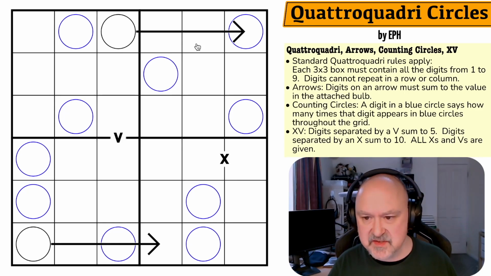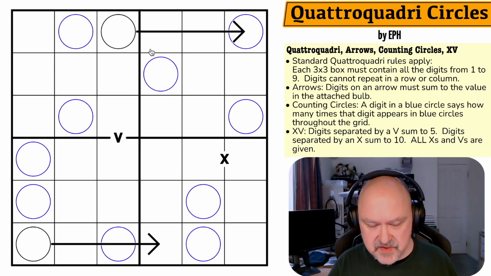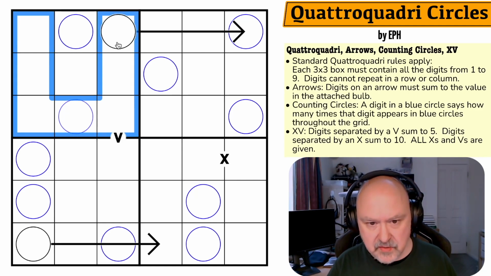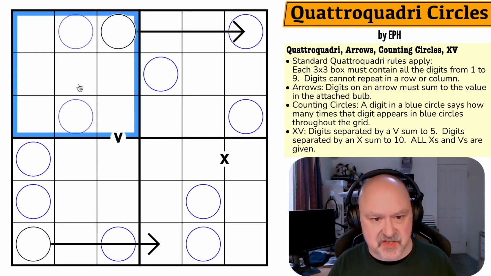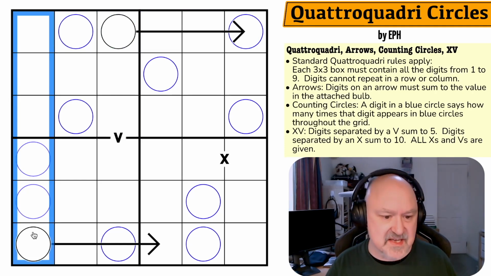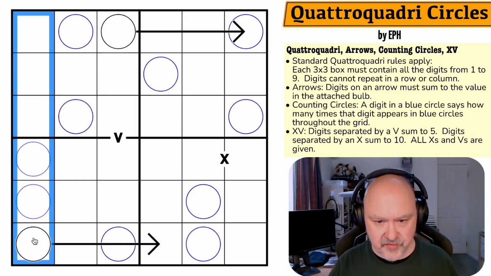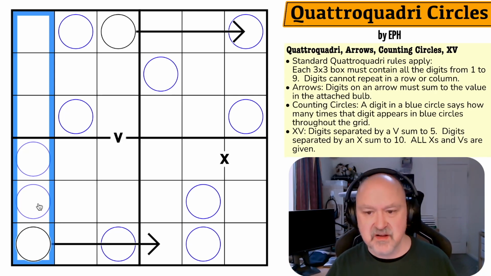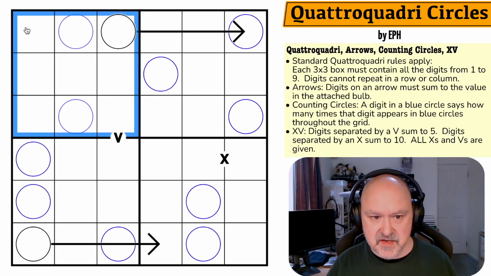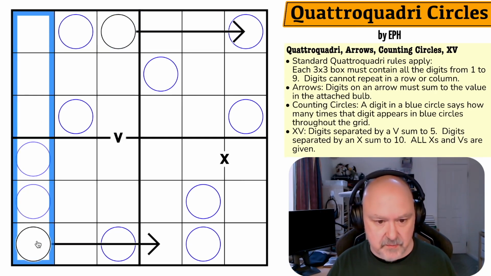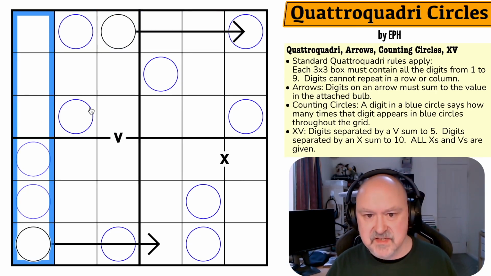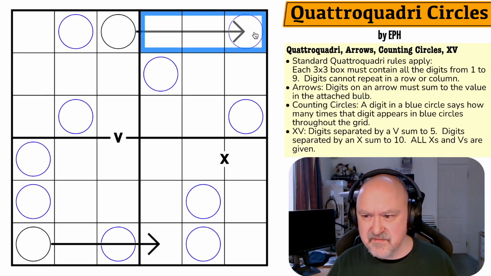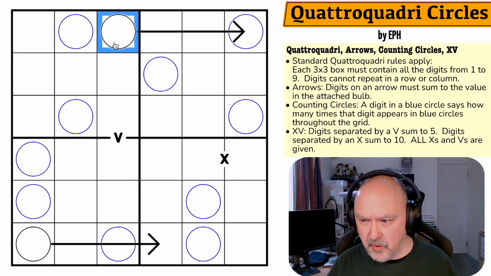So what do we have in this puzzle? We have standard Quattroquadri rules apply. So each 3x3 box must contain all of the digits from 1 to 9, and digits cannot repeat in a row or column. This is the easiest way I've seen to basically explain the Quattroquadri. I've seen people turn around and say, oh, there must be 1 to 9 and then a subset of 1 to 9. No, just each box contains the digits 1 to 9. Digits cannot repeat in a row. Digits cannot repeat in a column. That's it. Arrows. Digits on an arrow must sum to the value in the attached bulb.